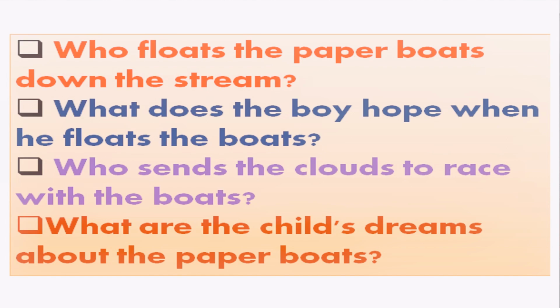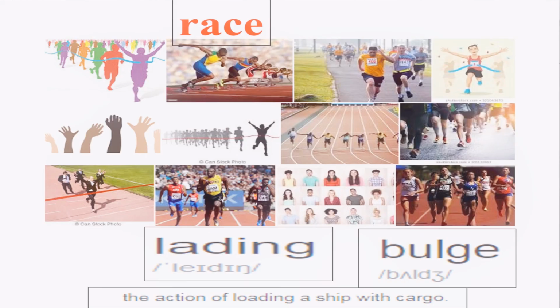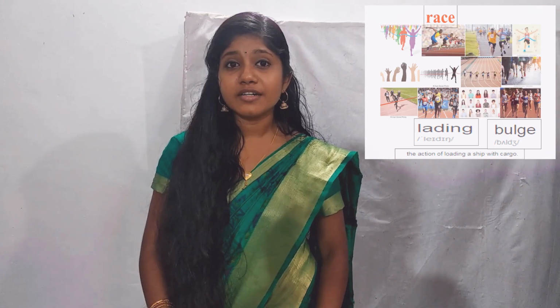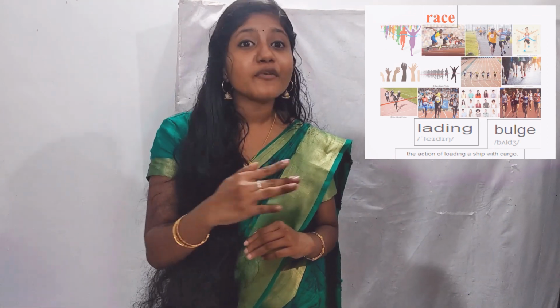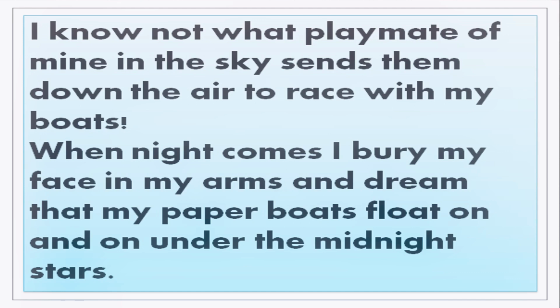What did the poet think about the little clouds up in the sky? What were the thoughts of the poet when he sees little clouds in the sky? Which line tells you that somebody sent some boats to make a competition with the boy's boats, a race competition with the boy's boat? Race, you know, the 100-meter race, 200-meter race, race between tortoise and rabbit. Children, can you say the line? I know not what playmate of mine in the sky sends them down the air to race with my boats.